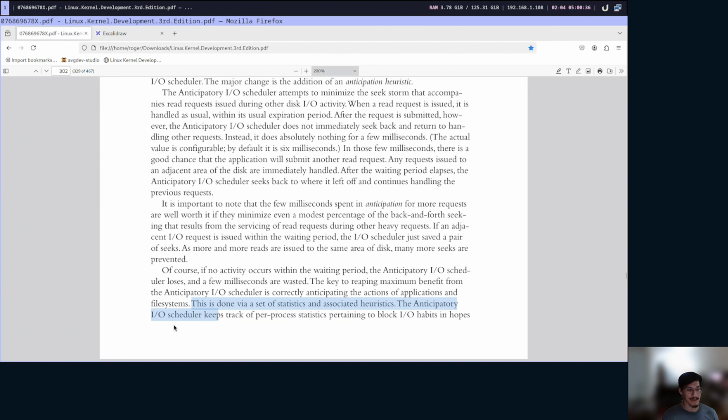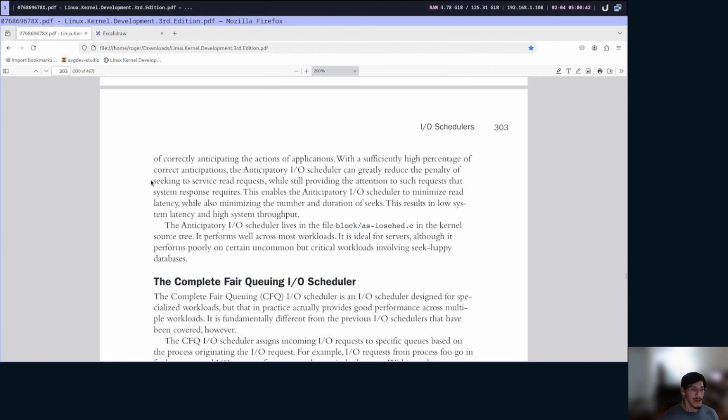The anticipatory I/O scheduler keeps track of per-process statistics pertaining to the block I/O habits in hopes of correctly anticipating the actions of applications. With a sufficiently high percentage of correct anticipations, the anticipatory I/O scheduler can greatly reduce the penalty of seeking to service read requests, so minimizing the spinning of the disk, while still providing the attention to such requests that the system response requires. This enables the anticipatory I/O scheduler to minimize read latency while also minimizing the number and duration of seeks. This results in low system latency and high system throughput.